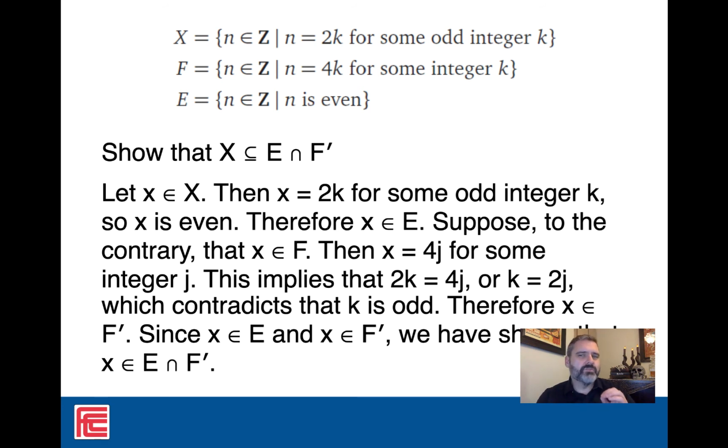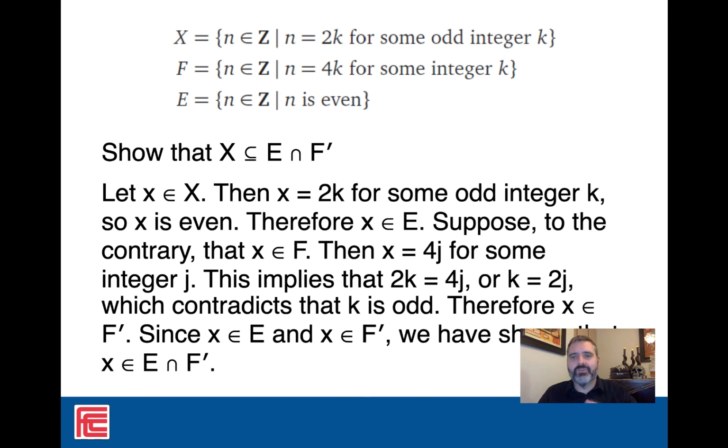Now, what we want to do is suppose to the contrary that x is an element of F, as opposed to being in the complement of F. So if x is an element of F, then, and this is sort of proof by negation, x equals 4j, just using a new letter so it doesn't get confused with our original k, 4j for some integer j. This implies that 2k equals 4j, or k equals 2j.